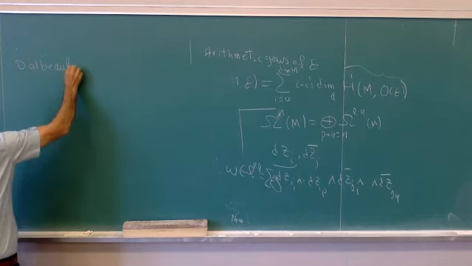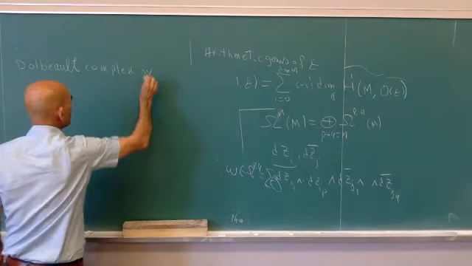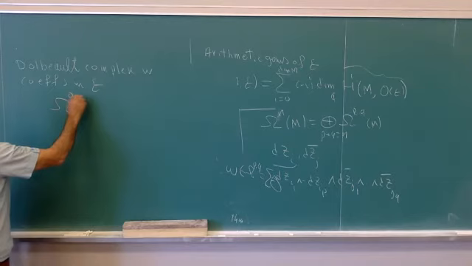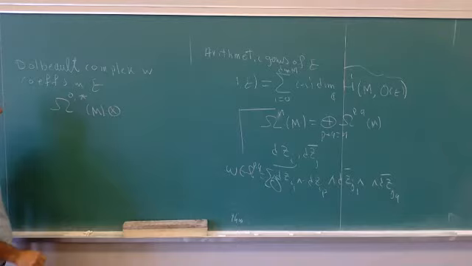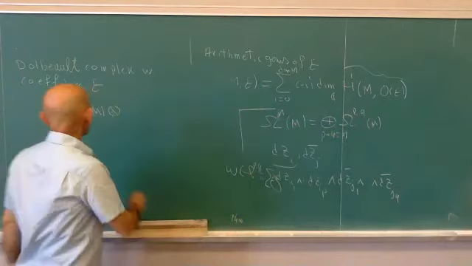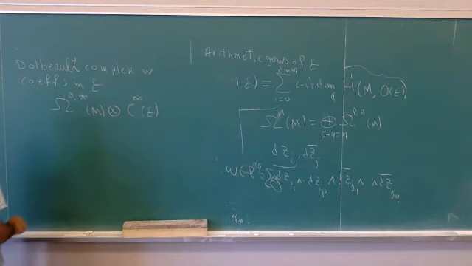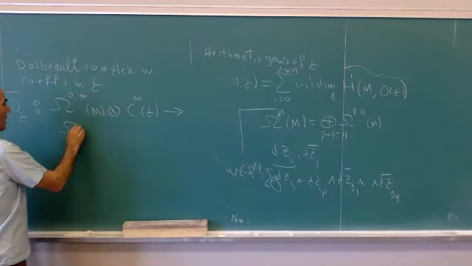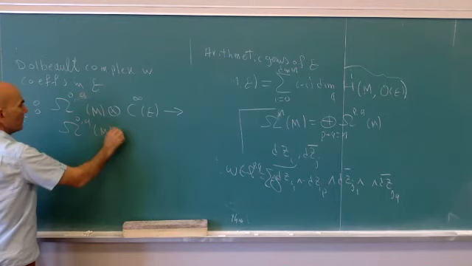Dolbeault complex with coefficients in E. So basically what you do, you just take this Omega^{0,*}(M) and tensor it with this bundle E, with C infinity sections of E. And there is this Dolbeault map, this is del bar_E. It goes from there into Omega^{0,q}, so let me put q here, tensor C infinity E.